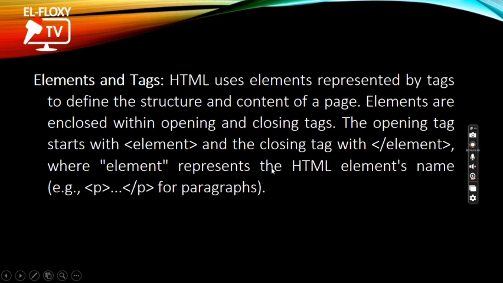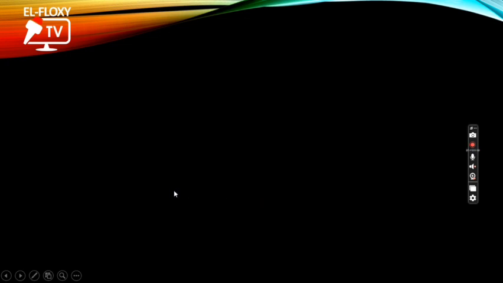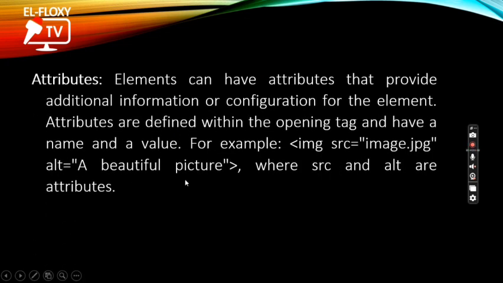Now, where element represents the HTML element's name, e.g. this less than sign, the bracket and p, then your content in between. This is where you put your code. This is a paragraph element. Then for paragraph, we look at attributes.